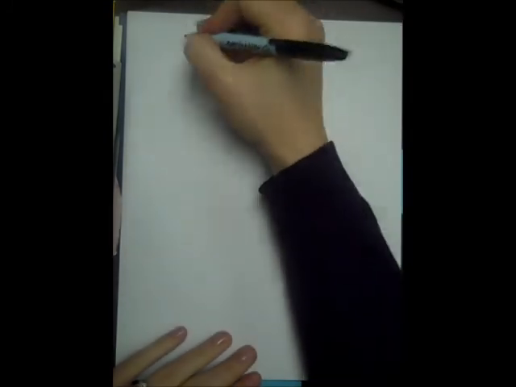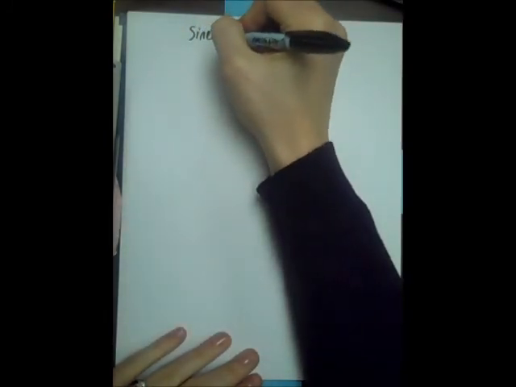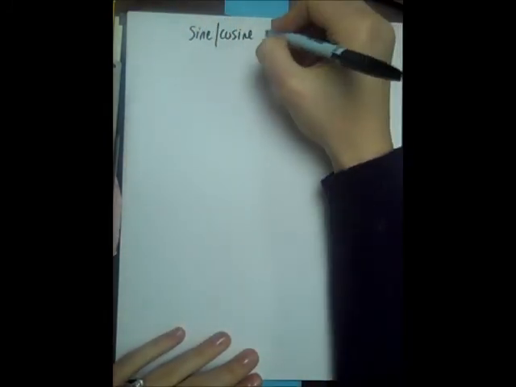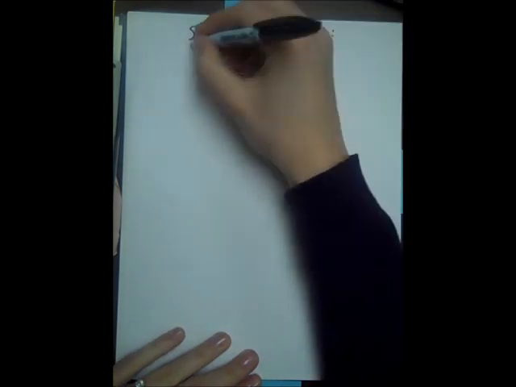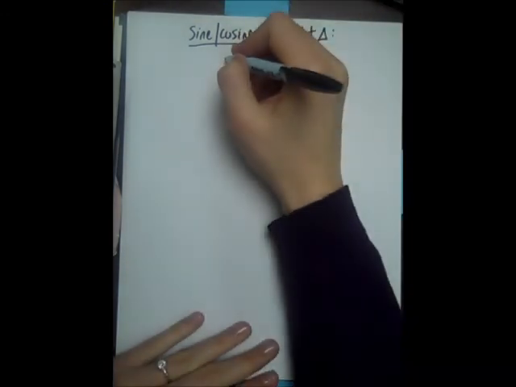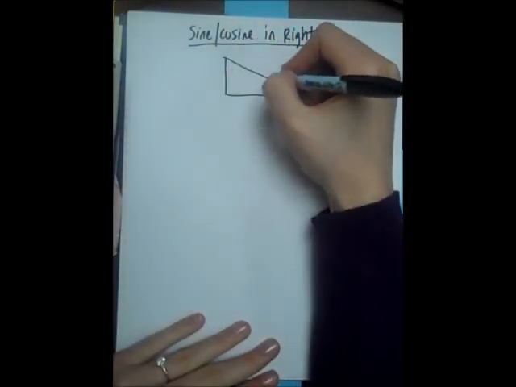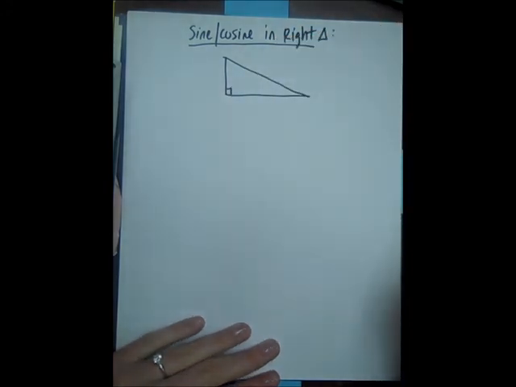Next we're going to look at sine and cosine in a right triangle. So I guess we'll start with what is a right triangle. A right triangle is a triangle that has one right angle.